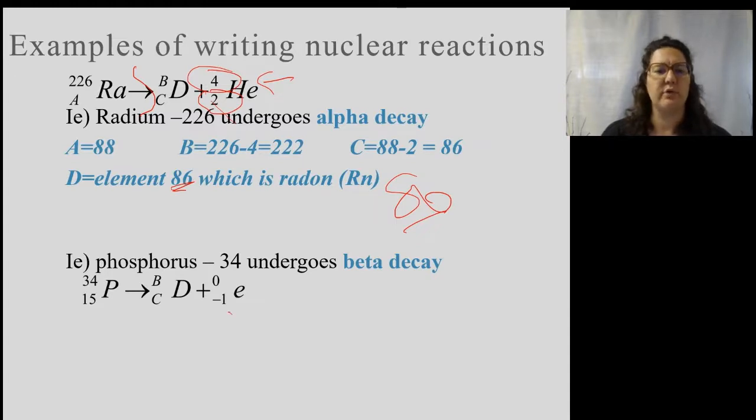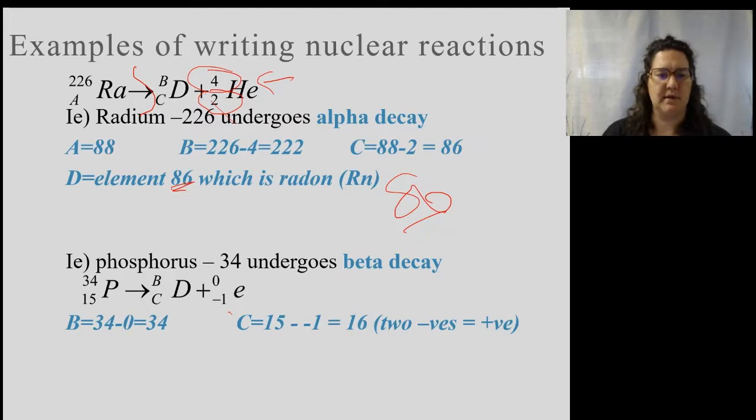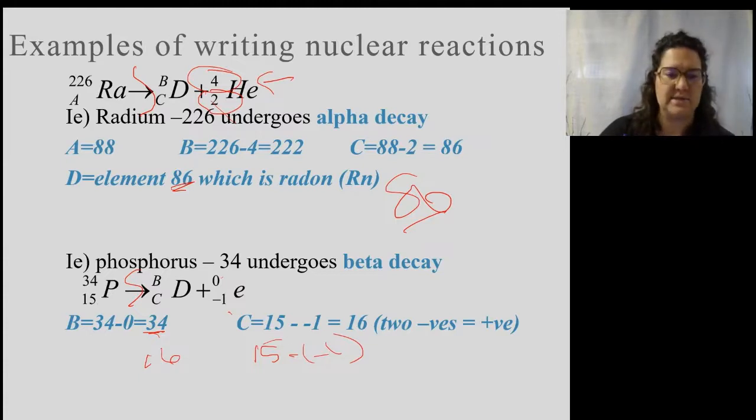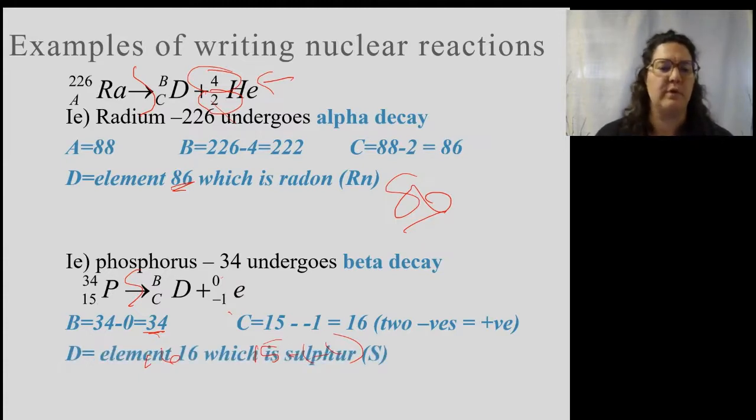Okay, so when we go through, I want to identify the atomic mass of B is going to be 34 because our left side of the equation, our reactants, is 34. Our other atomic mass is 0, so B must also be 34. Then to find C, we take 15 on our reactant side. We subtract -1 from it because we have 1 electron, and then we get 16 as our bottom number on the element D. So now to look up element D, we go to our periodic table. Element D is 16, which is then going to be sulfur.